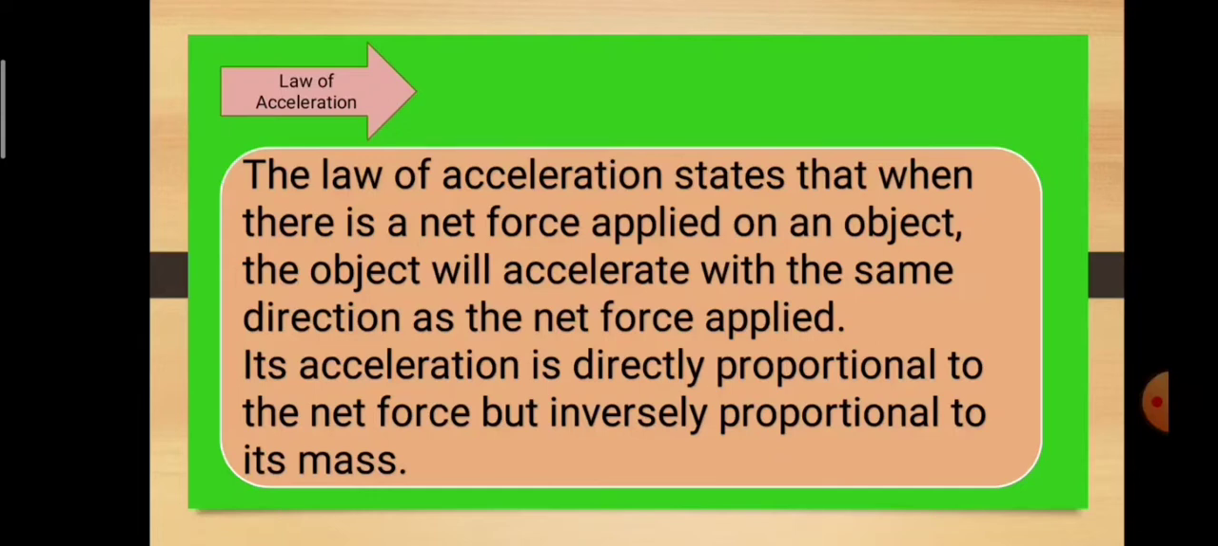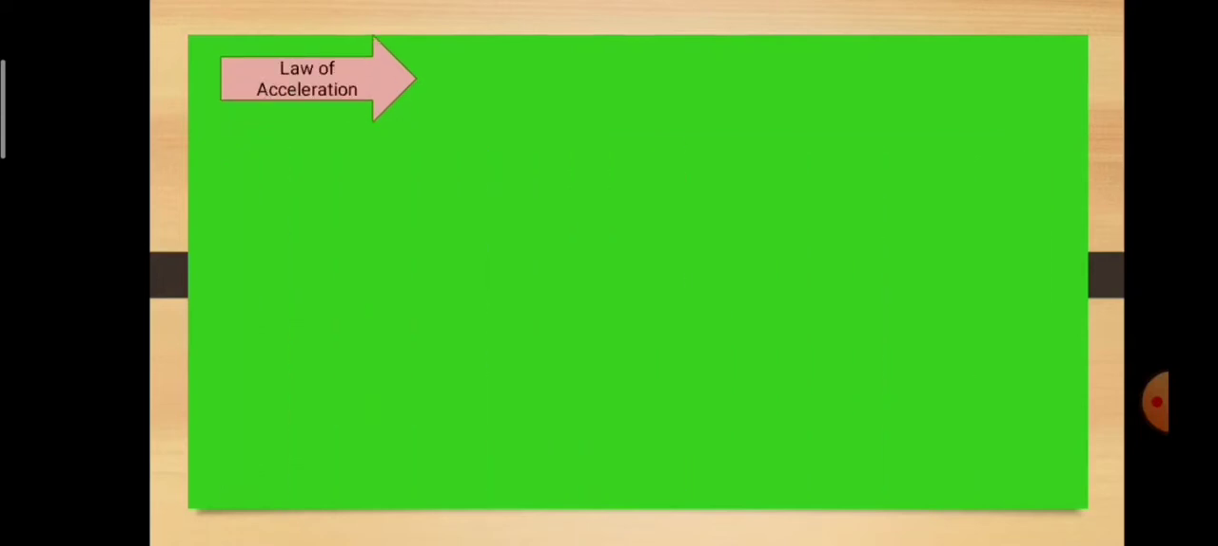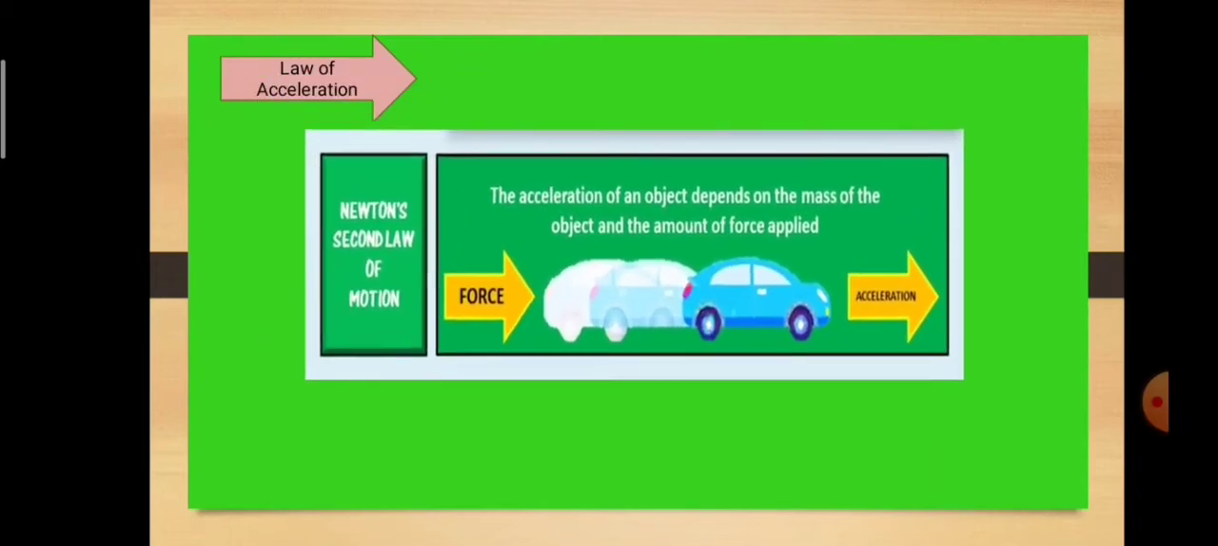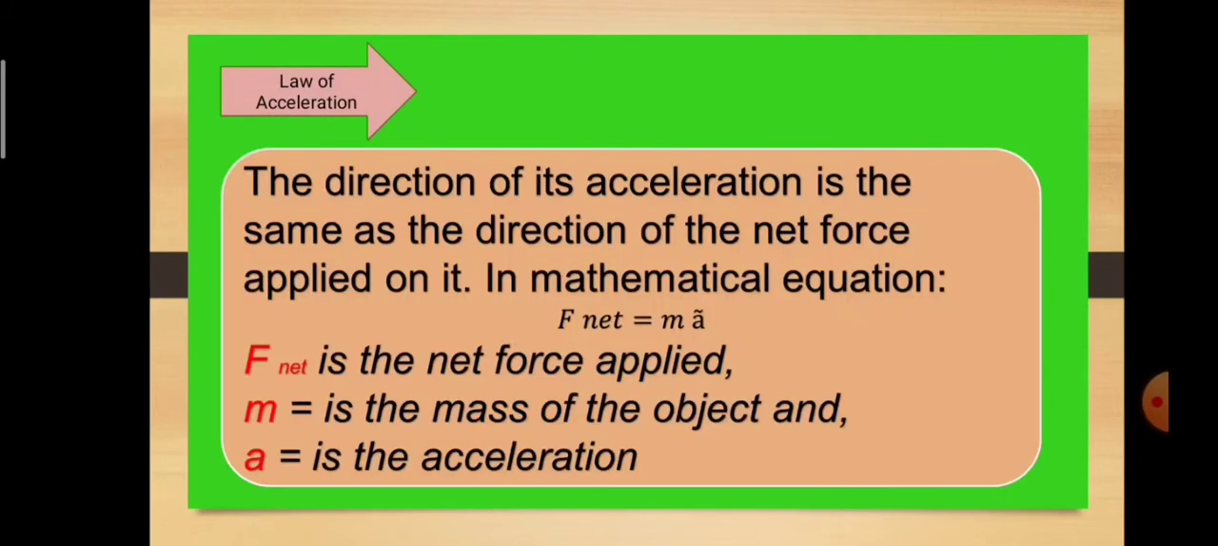So here's the mathematical equation of acceleration. The direction of its acceleration is the same as the direction of the net force applied on it. In mathematical equation, net force is equals to mass multiplied by acceleration. So F net is the net force applied, M is the mass of the object, and A is the acceleration.